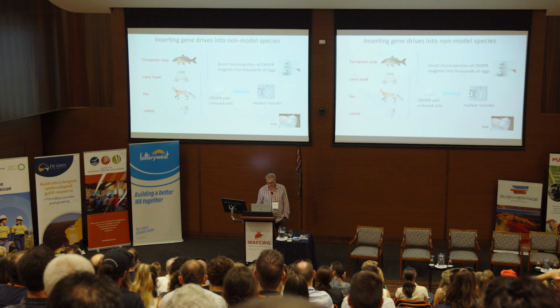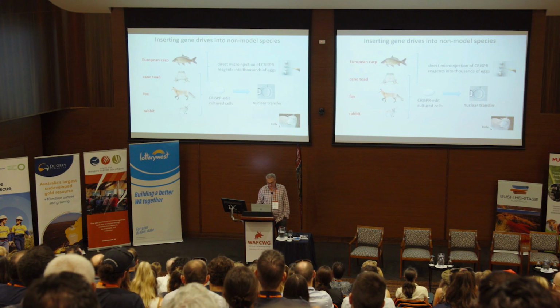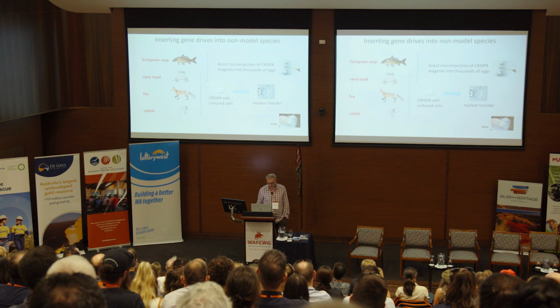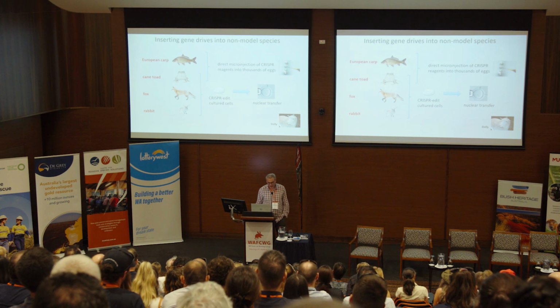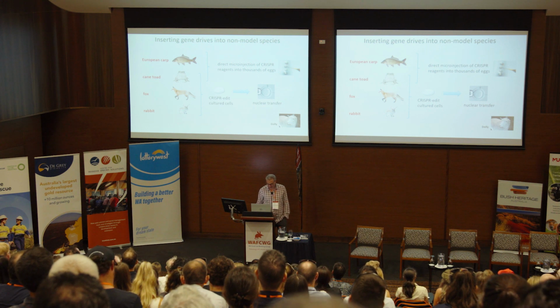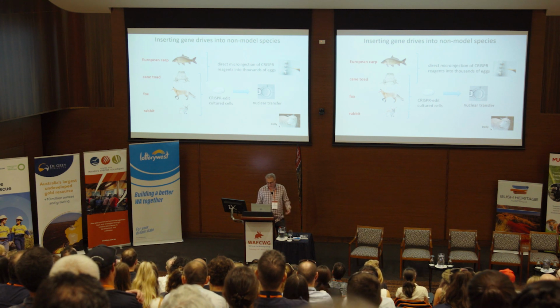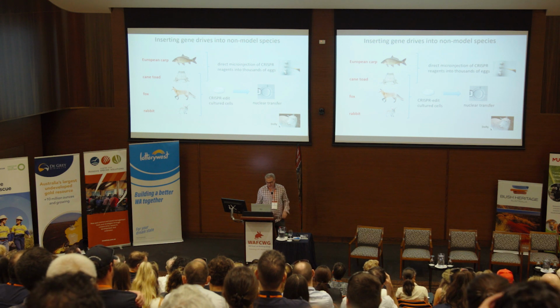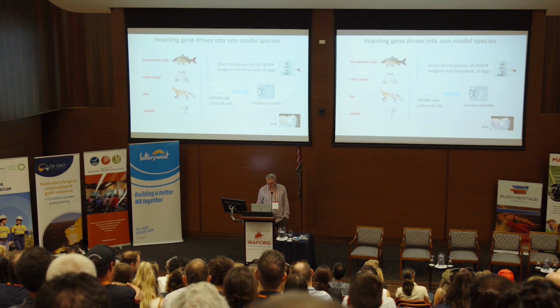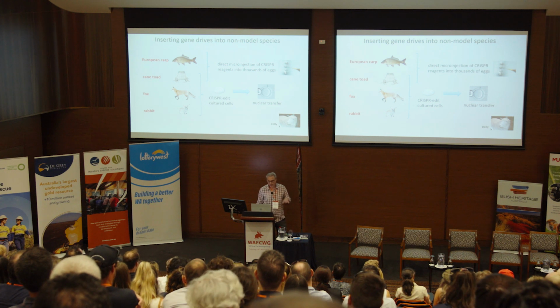So there's a different strategy that we're using, which depends on, first of all, having cultured cell lines, and then using a technique called nuclear transfer. And those of you who are familiar with the cloning of Dolly the sheep a couple of decades ago, this is basically the technique that was used for that. So you can do your CRISPR editing in the cultured cells and then use those cells to produce embryos via nuclear transfer.